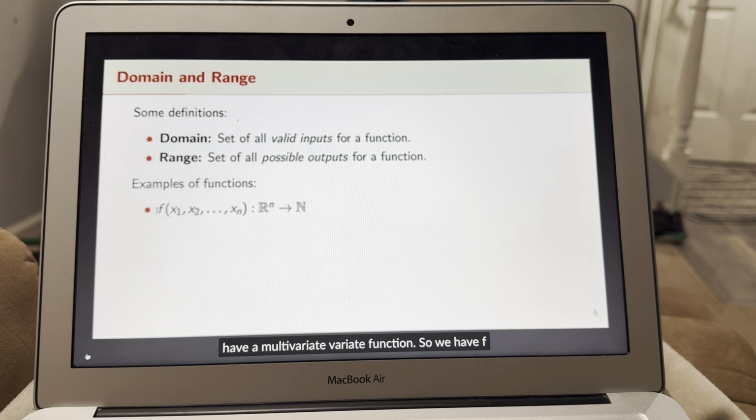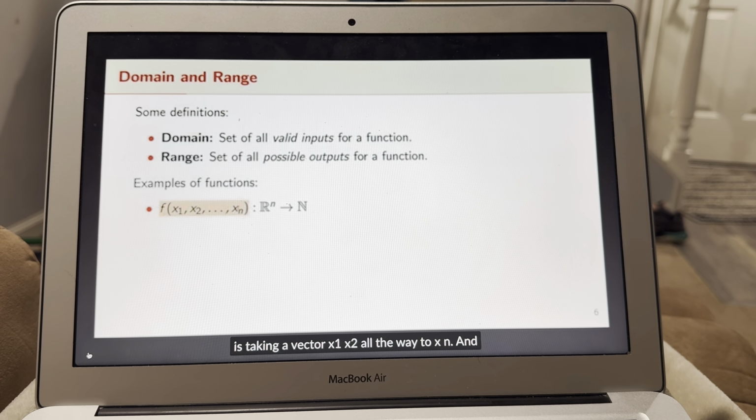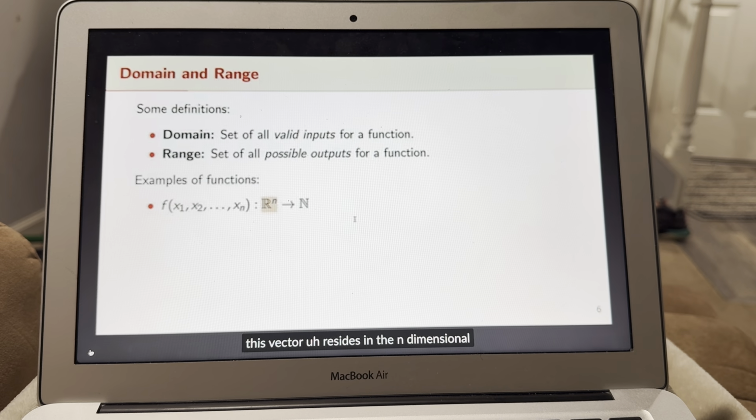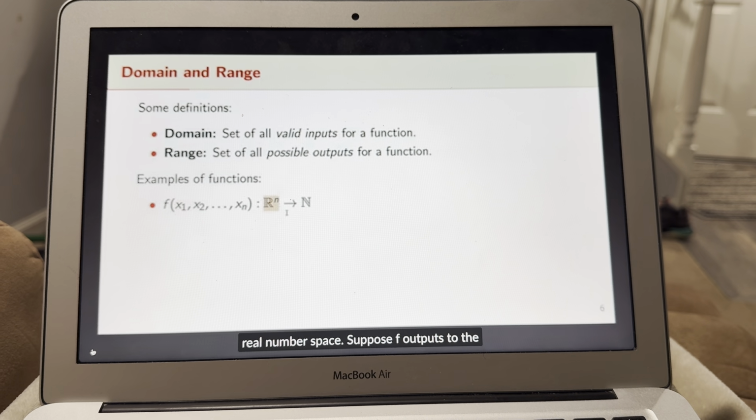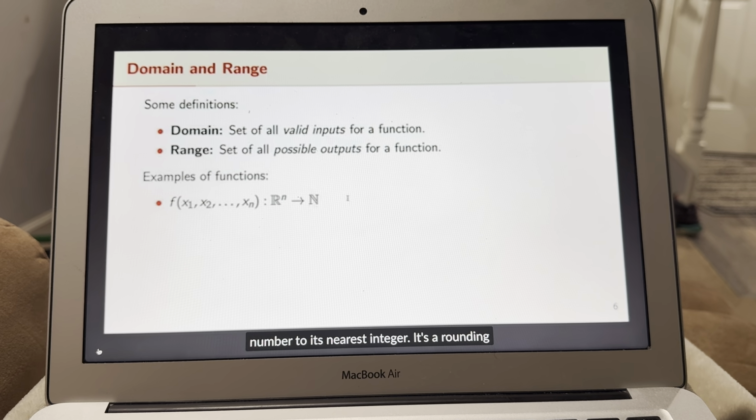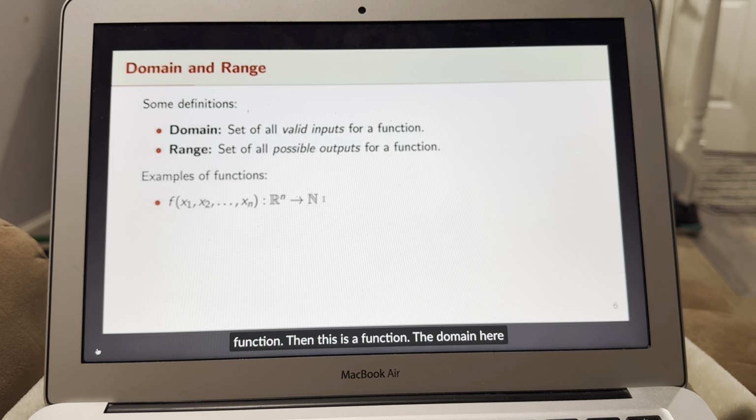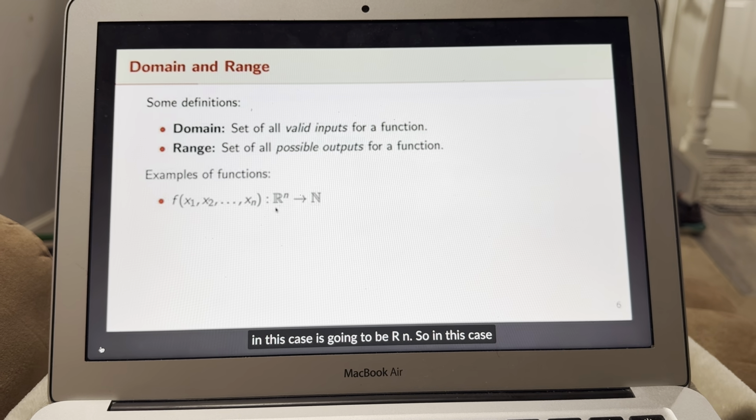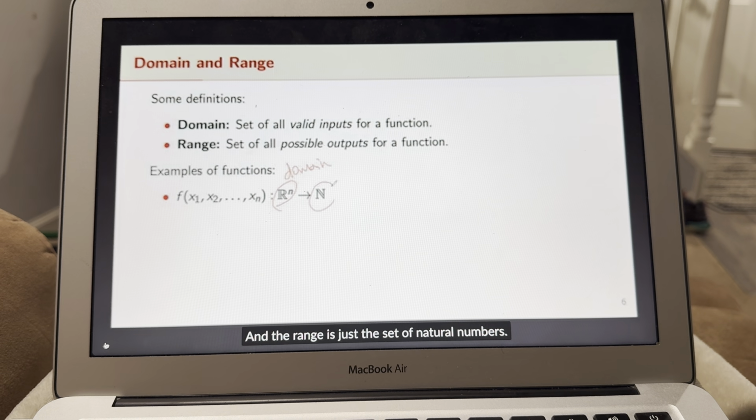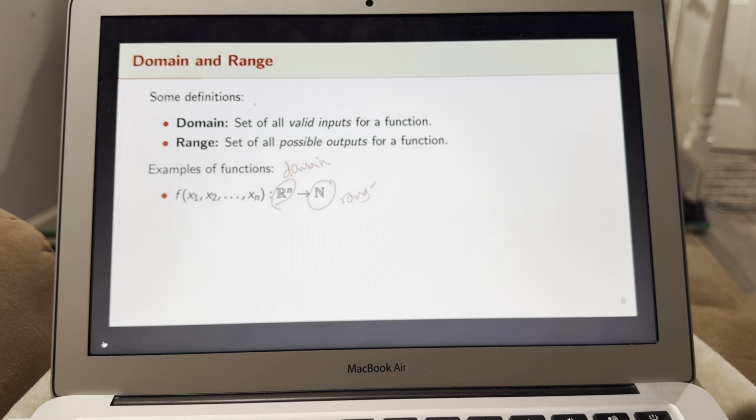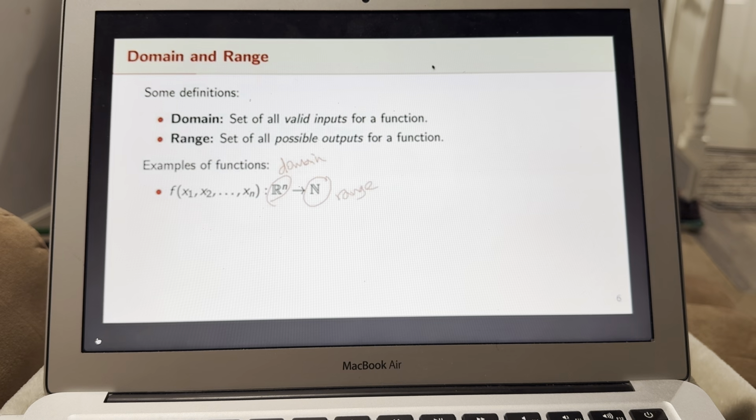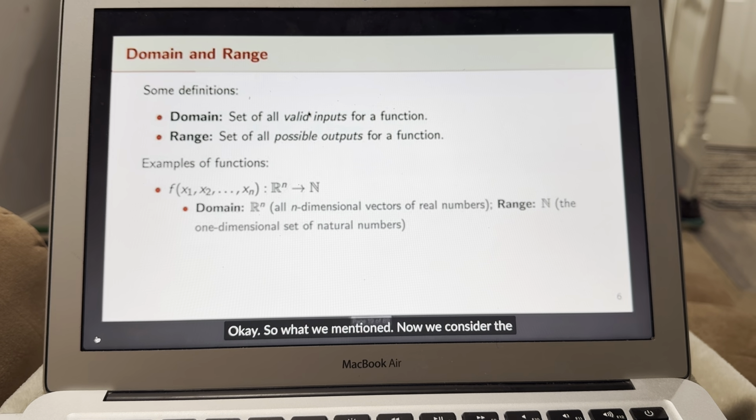We have a multivariate function. So we have f taking a vector x1, x2 all the way to xn. And this vector resides in the n-dimensional real number space. Suppose f outputs to the natural numbers, integers, say it rounds every real number to its nearest integer. It's a rounding function. Then this is a function. The domain here, in this case, is going to be Rn. So in this case, this is the domain. And the range is just the set of natural numbers. So there are many functions that can have this feature. Okay, that's what we mentioned.